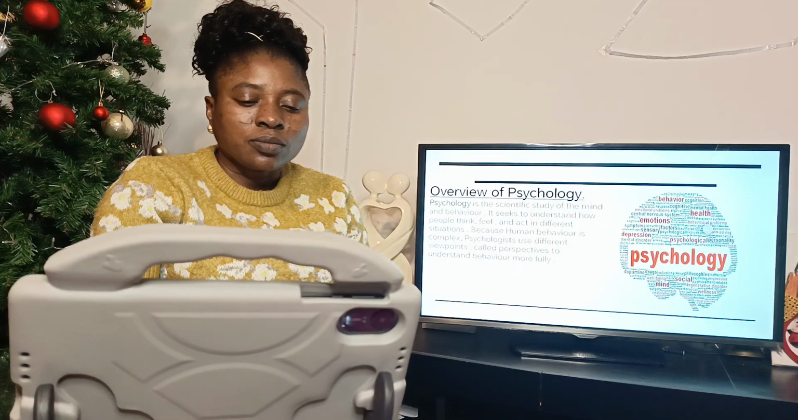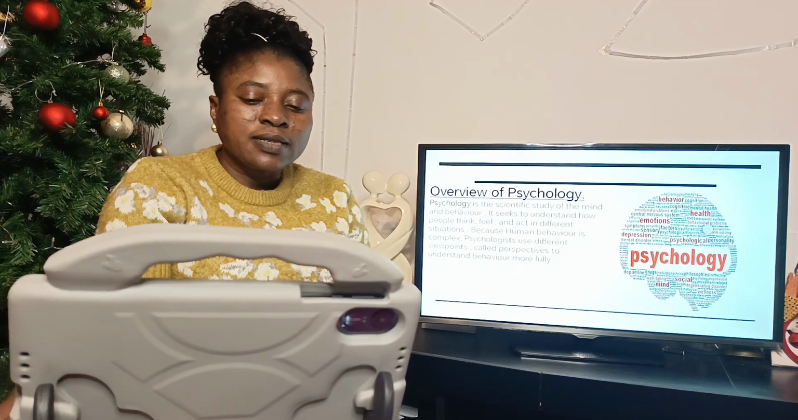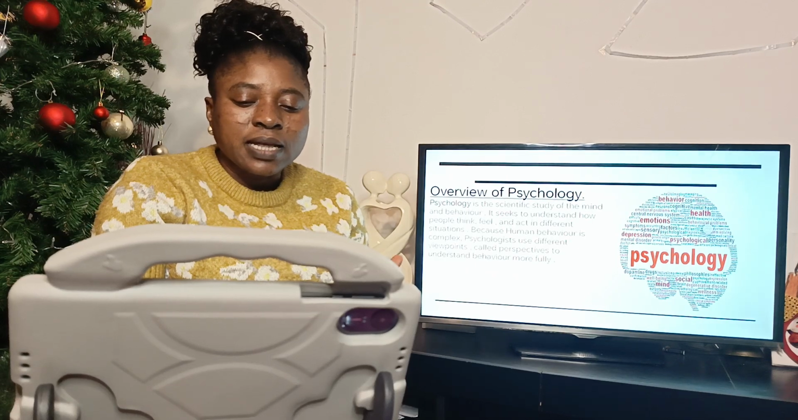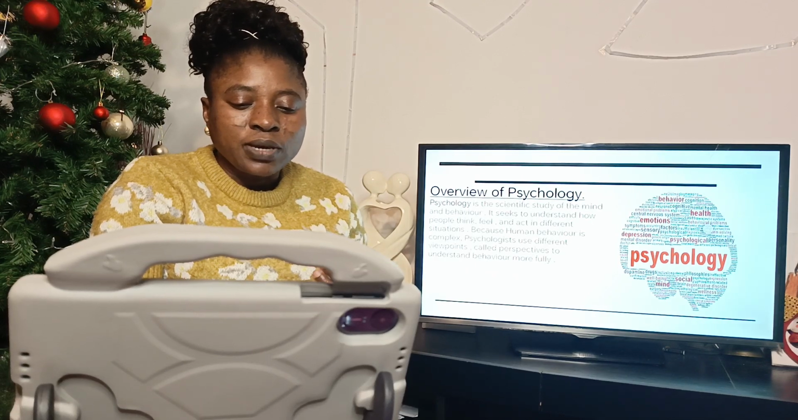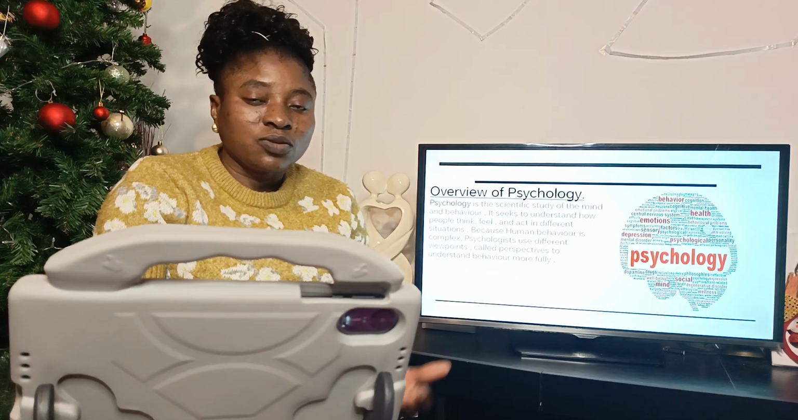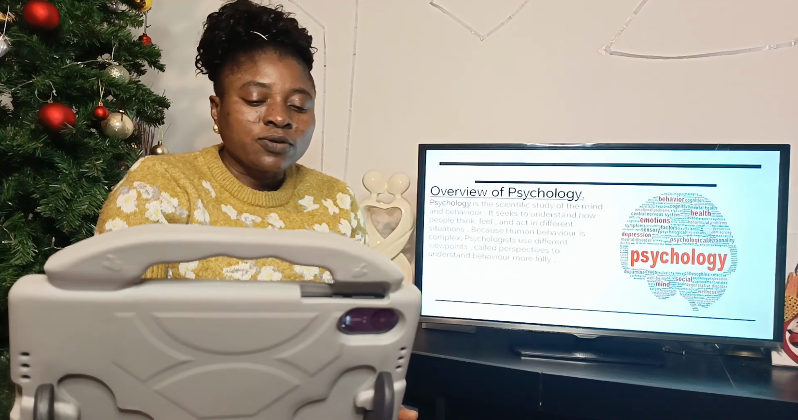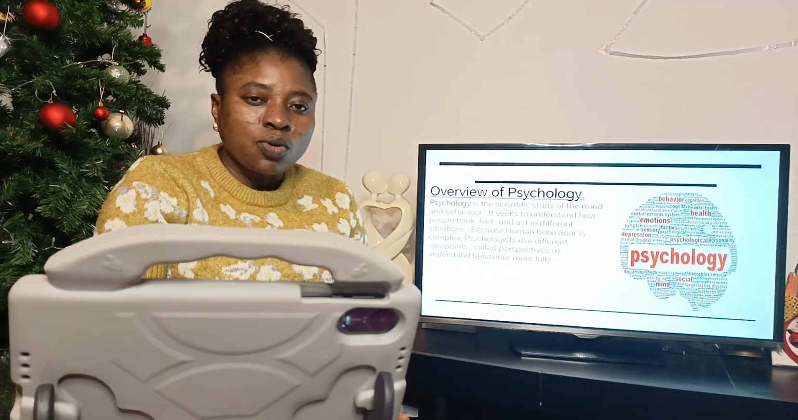Overview of psychology. Psychology is the scientific study of the mind and behavior. It seeks to understand how people think, feel, and act in different situations. Because human behavior is complex, psychologists use different viewpoints, called perspectives, to understand behavior more fully.